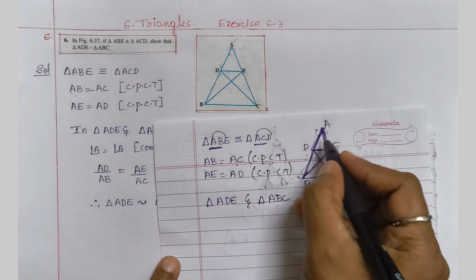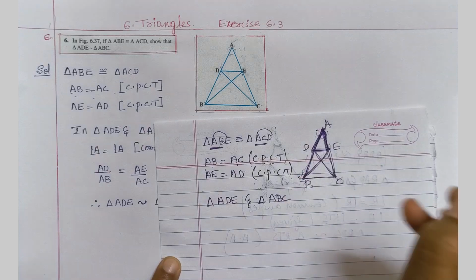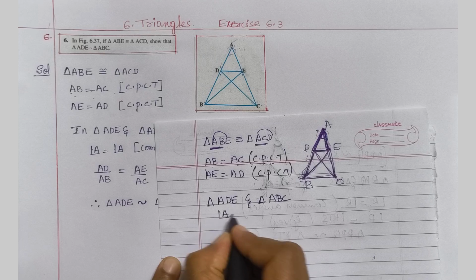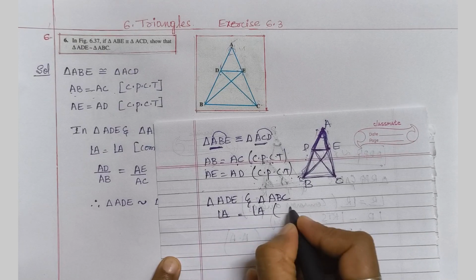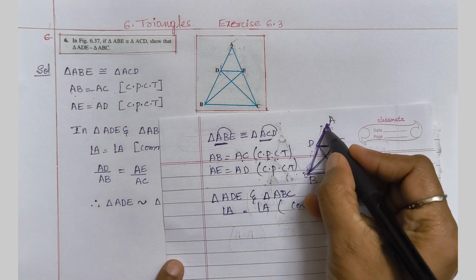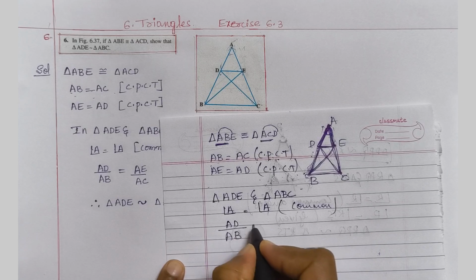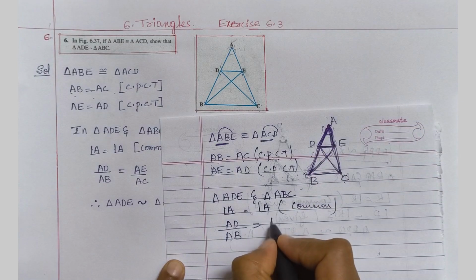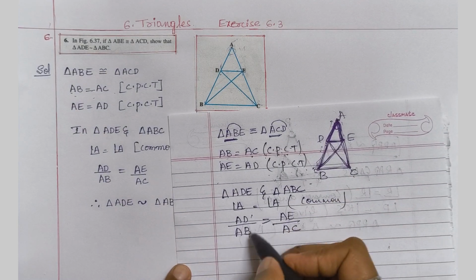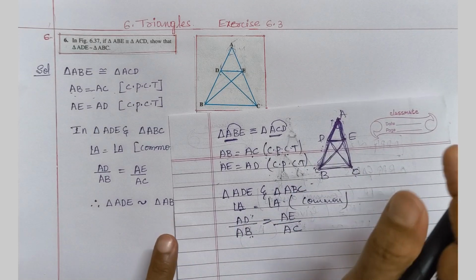So I am taking triangle ADE and triangle ABC. Taking ADE, angle A is common. Taking ABC, angle A is common. So now you can write angle A equal to angle A. What is the reason? Common angle. Next, I will write AD by AB is equal to AE by AC. See here, two sides are proportional and the angle is equal.